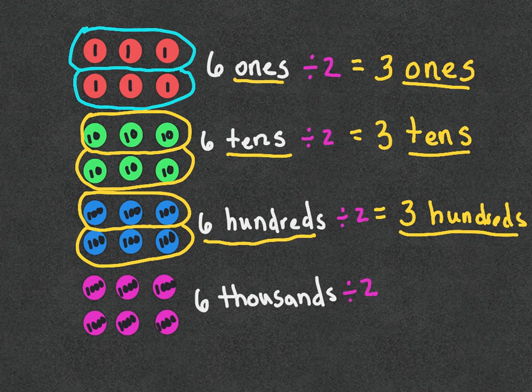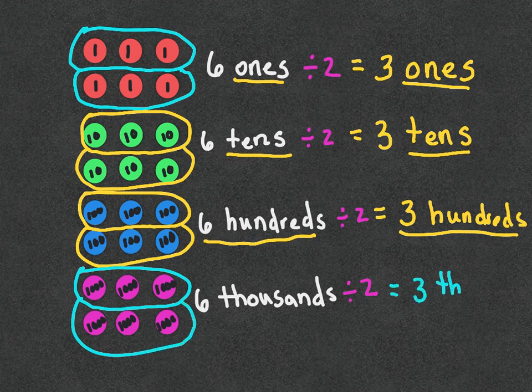Lastly, we have 6 thousands, and we're dividing that by 2. So we're putting those into 2 equal groups. And how many thousands do we have? We have 3 thousands. So we're answering in unit form. Okay. Now, as I said, I hope you guys are noticing a pattern. Well, I see that in each one of these, our answer is with the 3. And the unit form has changed to ones, tens, hundreds, and thousands.